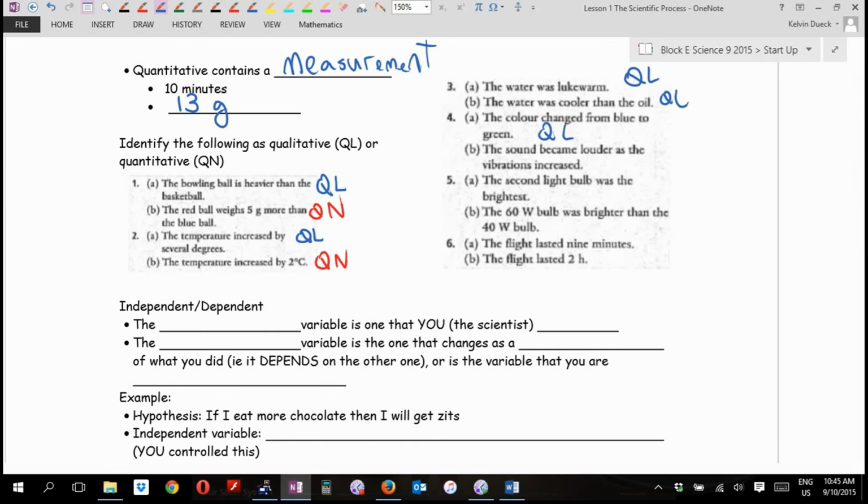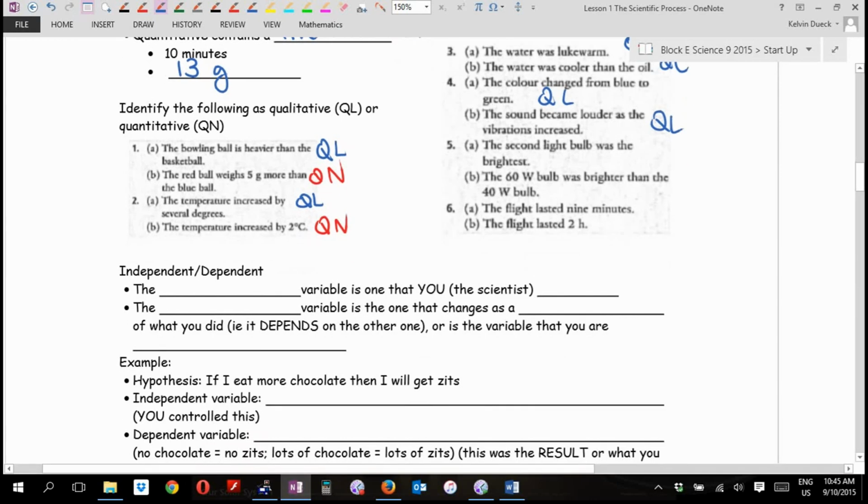The sound became louder as the vibrations increased. Now, you can measure sound. Sound can be measured in decibels. Actually, it's measured in bels, but decibels is a better unit to use. If they had said the sound reached 115 decibels, first of all, we'd all be covering our ears and grimacing in pain, but that would be a quantitative measurement.